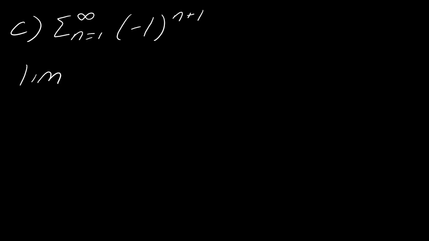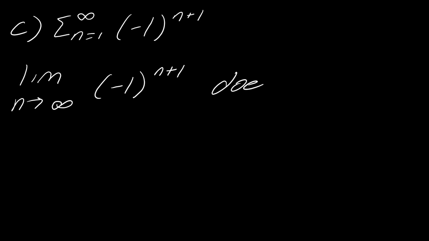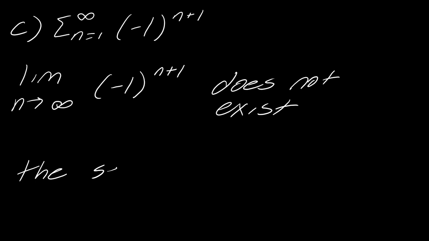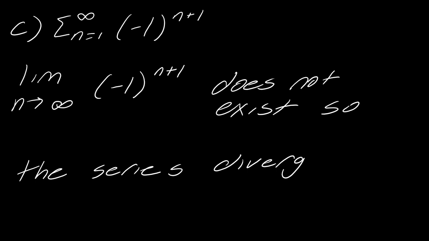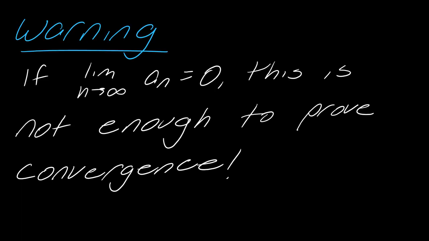As the limit as n goes to infinity of (-1)^(n+1), this actually just does not exist, because it's really just bouncing back and forth between 1 and -1. So this limit just does not exist because of how it keeps bouncing back and forth. And since the limit does not exist, we know that the series diverges. So this is a really quick and easy test to determine that.